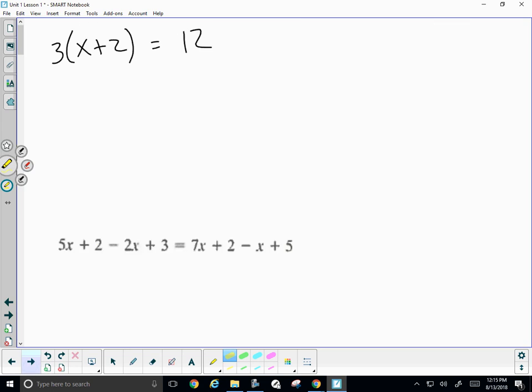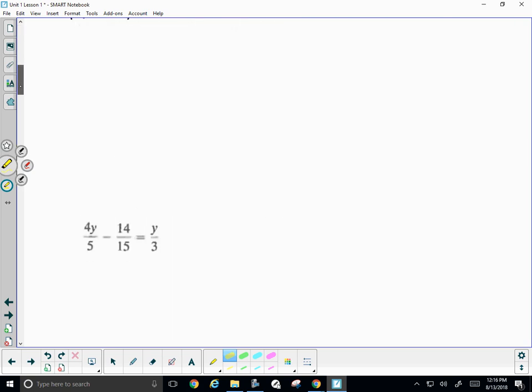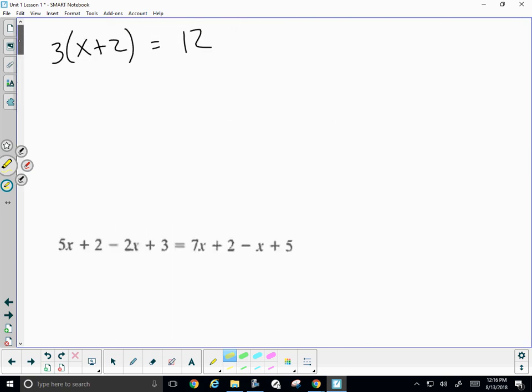We will ramp up the difficulty pretty quickly in this class. Yes, we are reviewing, but we'll see that we're going straight into distribution and then variables on both sides, and then we have fractions, decimals. So this is why this is a review, and I do feel comfortable going quickly through this stuff.